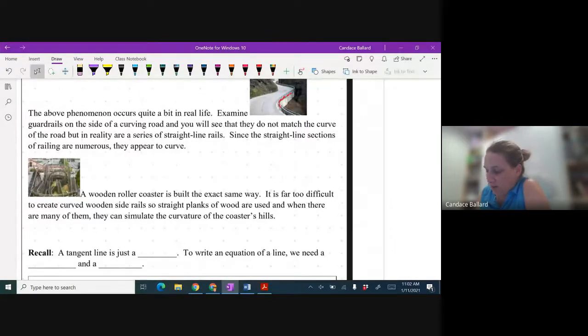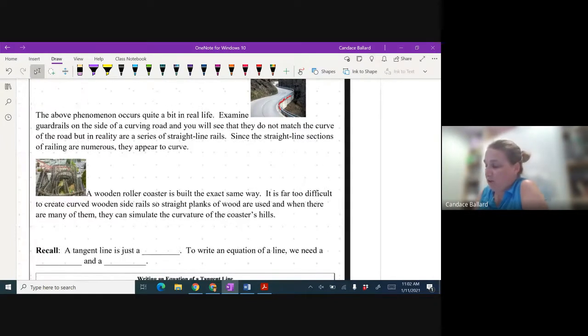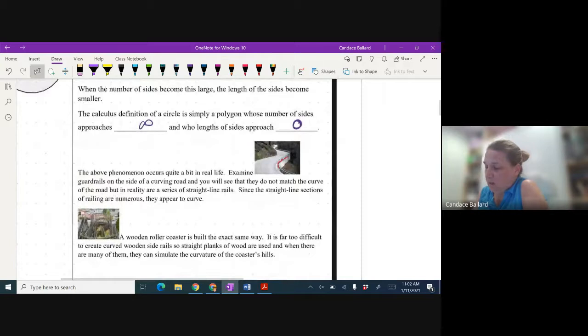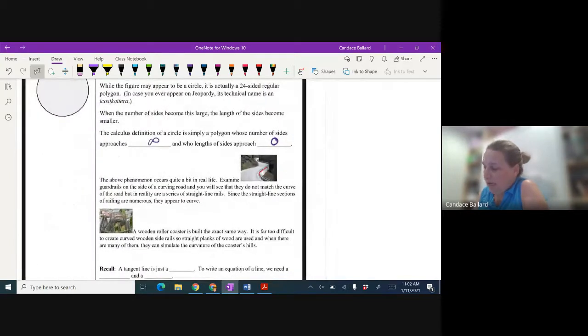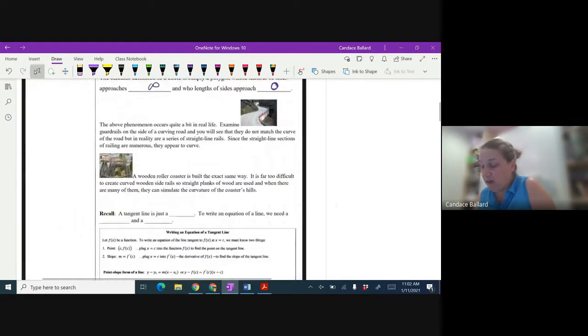Another place where this takes place is a wooden roller coaster. It's built the exact same way. It's far too difficult to create curved wooden rails, so straight planks of wood are used, and when there are many of them, they can simulate the curvature of the coaster's hills. So the idea here is that we can create curves with lines. If I get many lines together, we can create that curve. But it's also close enough to the curve where we can have that point on there, and that's where we can get a tangent line approximation.